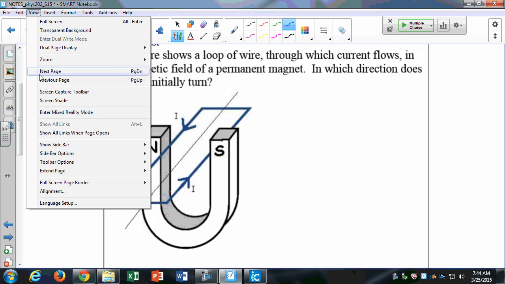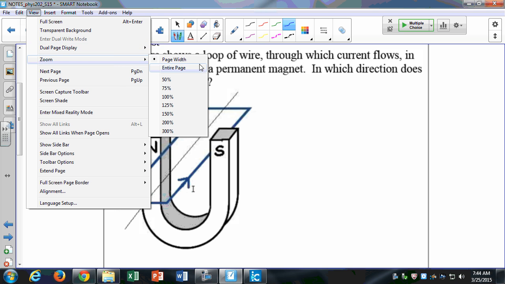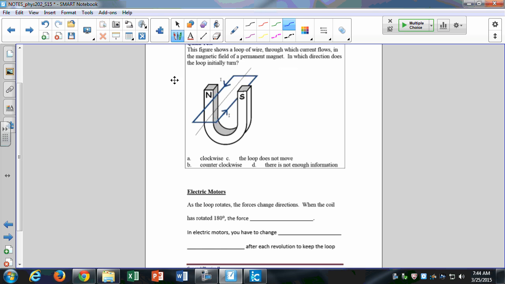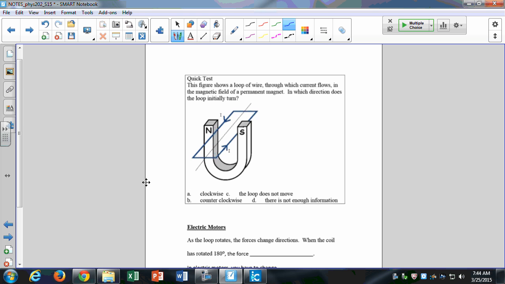Okay, so here I have a loop of wire and a magnetic field, and I just want to know in what direction does this loop turn, or actually what direction does it initially turn. We'll talk about that in just a second. I have this loop of wire. The current is coming out of the page here, and going into the page over here.